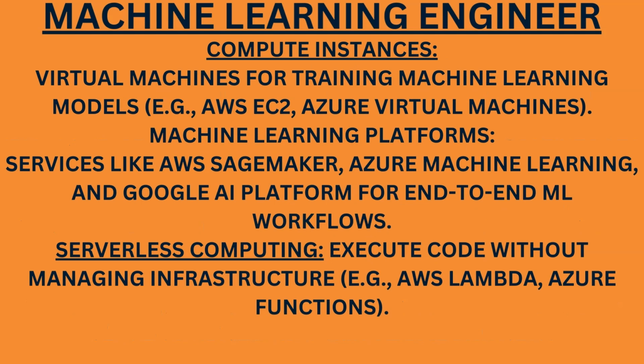Compute instances, virtual machines for training machine learning models, that is AWS EC2, Azure Virtual Machines. Machine learning platforms: services like AWS SageMaker, Azure Machine Learning, and Google AI Platform for end-to-end machine learning workflows. Serverless computing, execute code without managing infrastructure, that is AWS Lambda, Azure Functions.